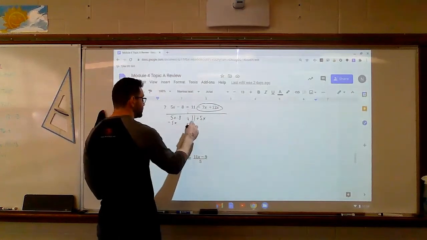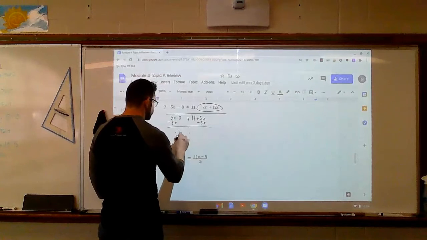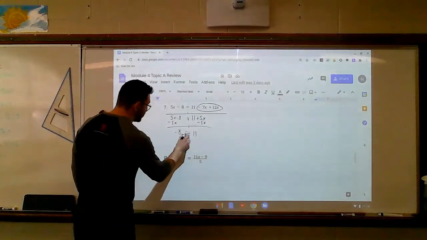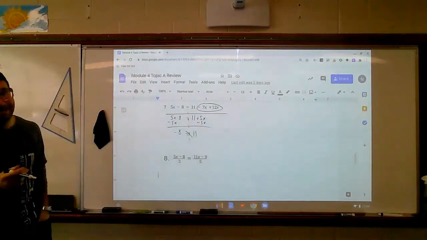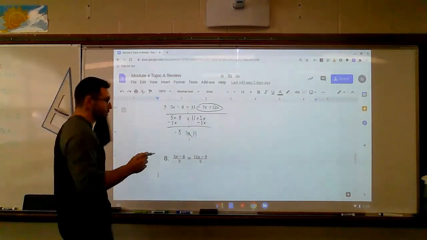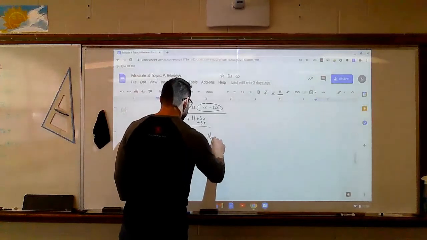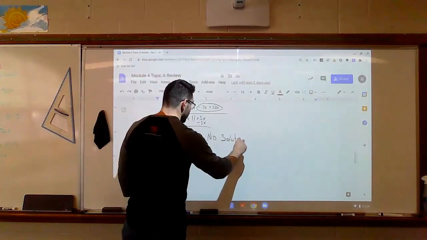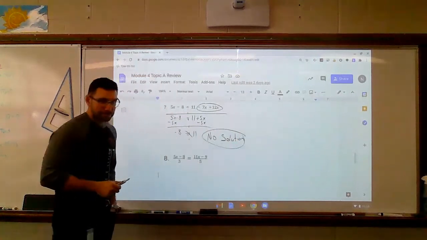I move my variables by doing the inverse. That leaves me negative 8 equals 11. Does negative 8 equal 11? No. If you leave that, that is not an answer to the equation. That would be marked wrong if you're in my class. Because negative 8 doesn't equal 11, the correct answer is no solution.